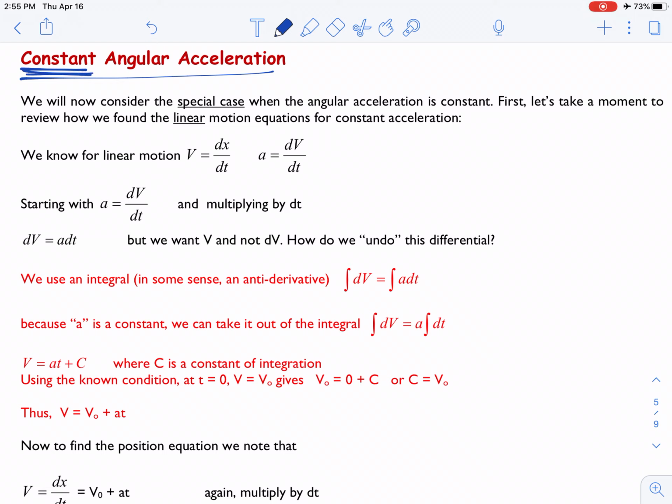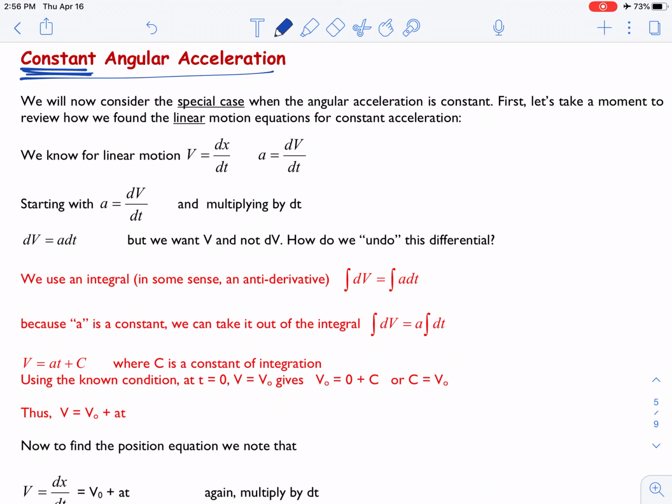And first, let's take a moment to review how we found the linear motion equations for constant acceleration. So we're going to do a quick review on those, chapter 2 and 4 as well. So we know for the linear motion, velocity is the derivative of position with respect to time, right? dx over dt. And we also know that acceleration is the derivative of the velocity with respect to time.